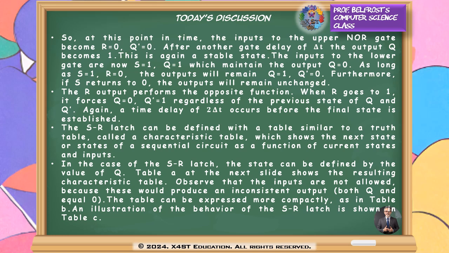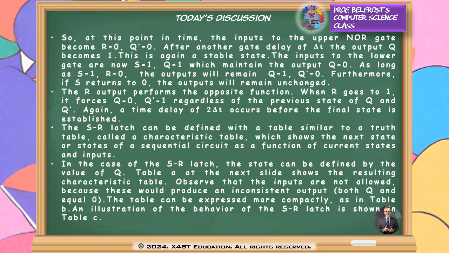And the R input performs the opposite function. When R goes high, or goes to 1, it forces Q to become 0 and Q not equals 1, regardless of the previous state of Q and Q not. Again, the time delay of 2 delta T occurs before the final state is established.